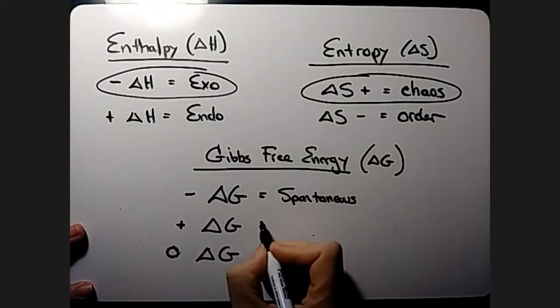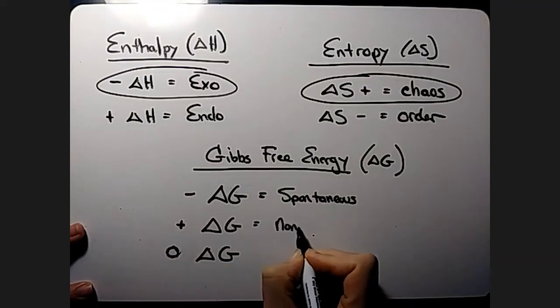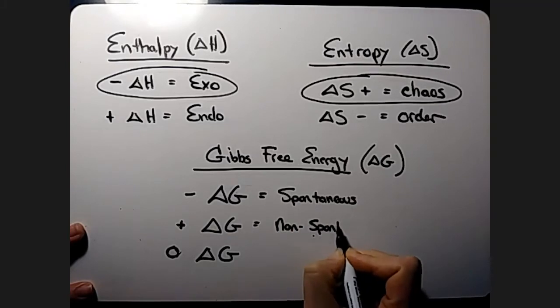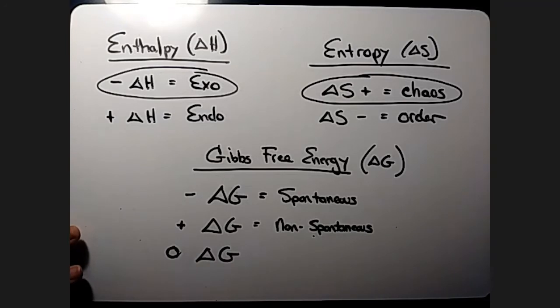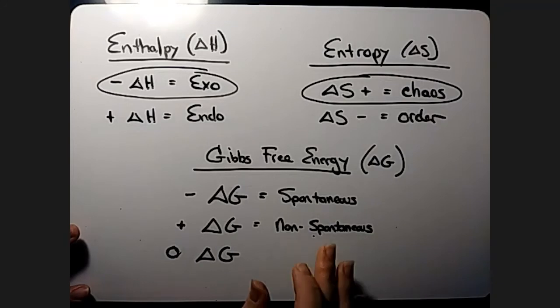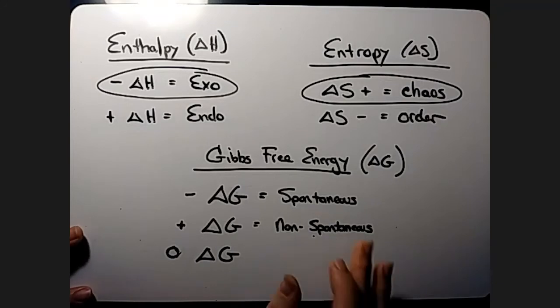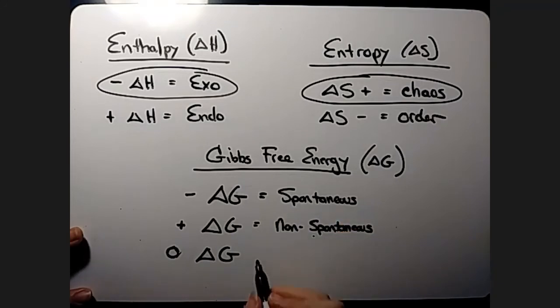When delta G is positive, you have a non-spontaneous chemical equation. So essentially, you've got to bring everything in your arsenal to try and get that chemical reaction to go. And most notably, you're really going to have to change the temperature to try and get this to switch over to spontaneous. More on that in just a moment.